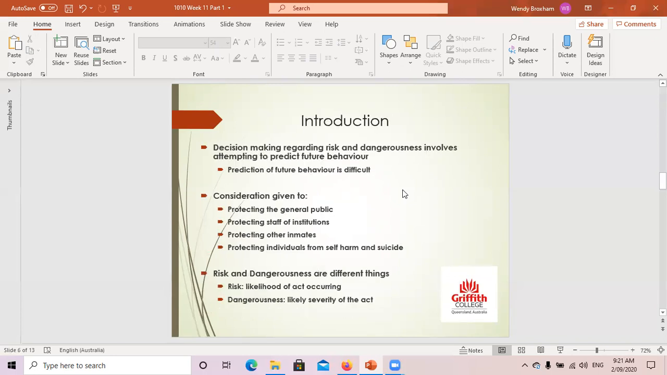Okay, so introduction. What we're trying to do here with making these decisions regarding risk and dangerousness is predicting the future. And if you go on to be a criminal psychologist, this is the kind of work that you're going to do. But prediction of future behaviour is really difficult. It's not easy, as people are going to change their behaviour due to the circumstances.